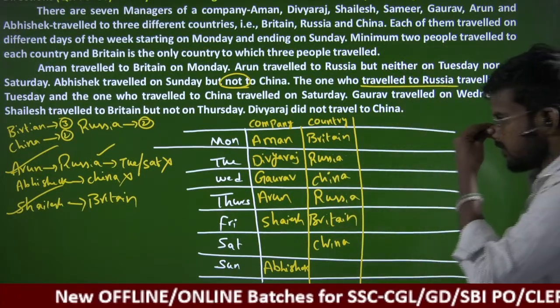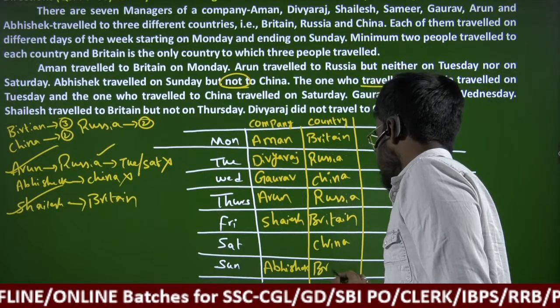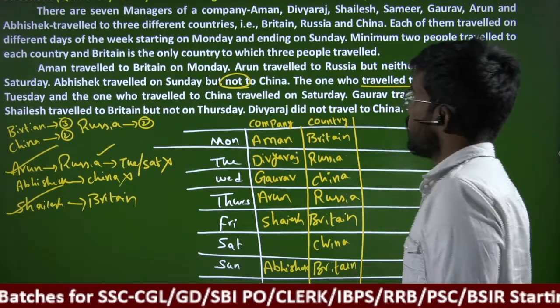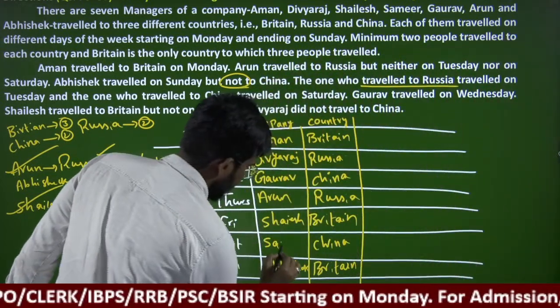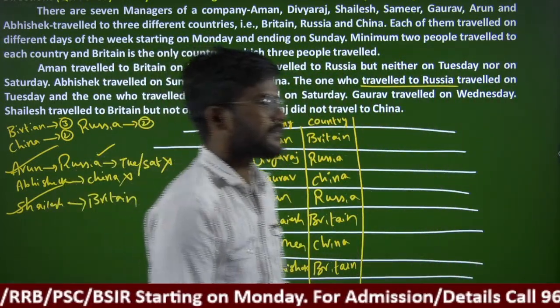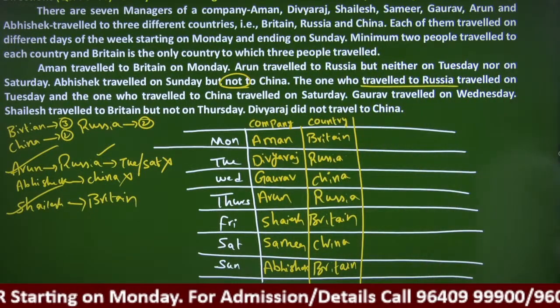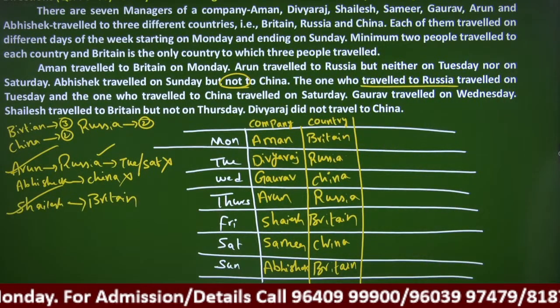Abhishek will go to Britain because Britain will make 3 persons. And one more person who is missing, Samir. Samir goes to China. This is the final arrangement. Okay. This is the final arrangement only.